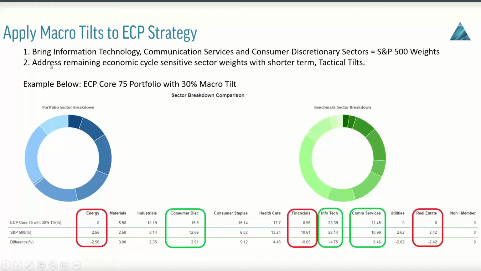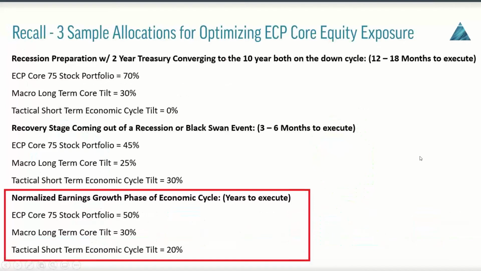But the idea here with the tactical tilts, we want to address the remaining economic cycle sensitive sectors with those shorter term tactical tilts. So anything highlighted in red now is where we would want to go in and make those allocations into energy, financials, and real estate.